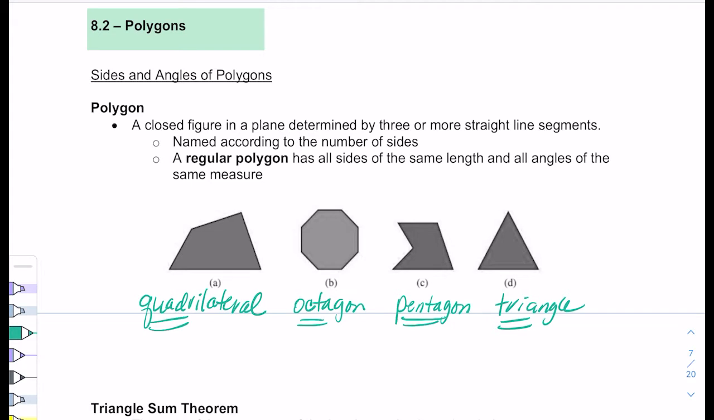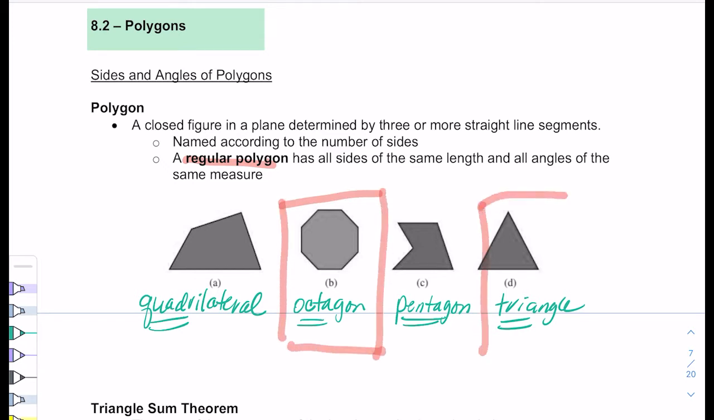Some polygons have all the sides that are the same length and all of their angles are the same measure, and we refer to them as regular polygons. So if I was to pick out the two regular polygons here, by just looking, it looks as if it would be the octagon and the triangle because all the sides look like they're the same and all of the angles look approximately equal.